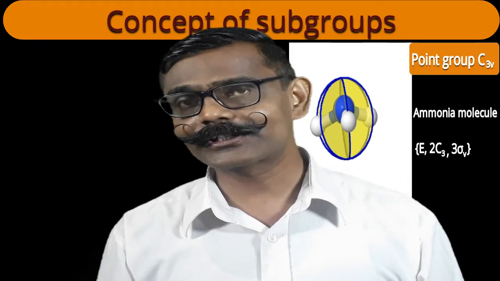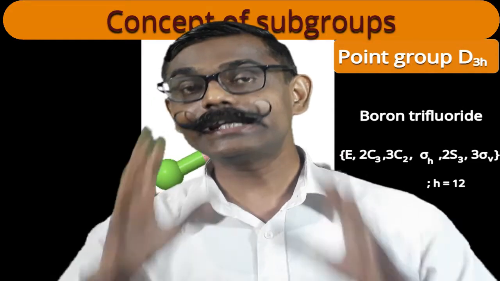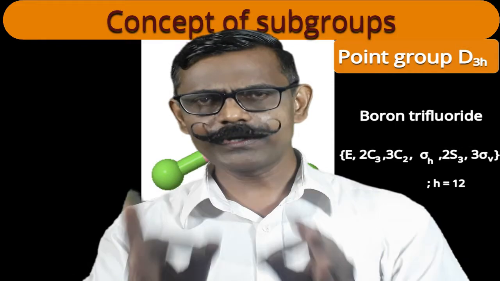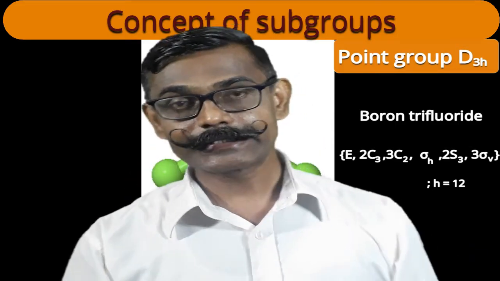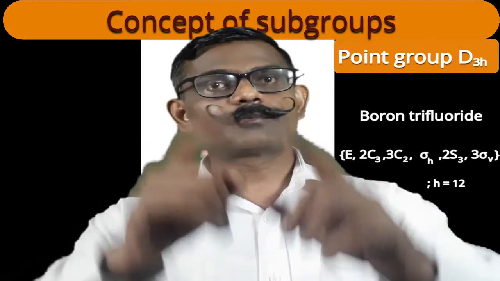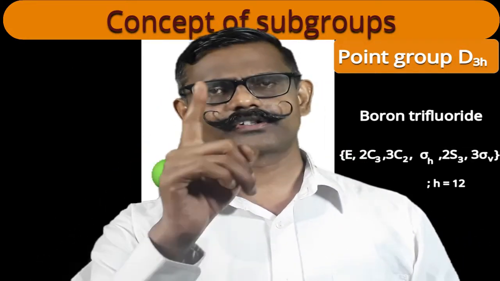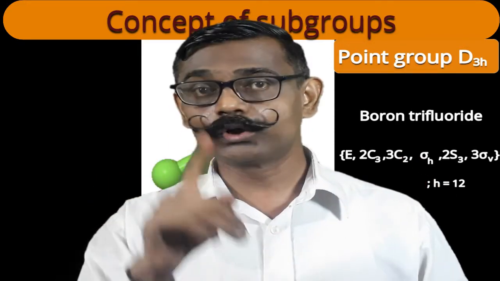Let us understand this concept for one more point group. Say the D3h point group. In the D3h point group, we have a total of 12 operations. h is equal to 12. See the operations. Okay, which subgroups are possible for this D3h point group? First, C1, identity alone. g is equal to 1.